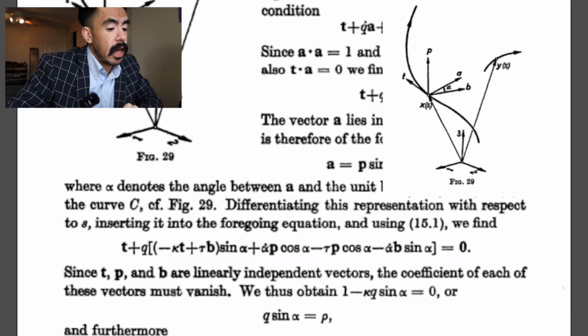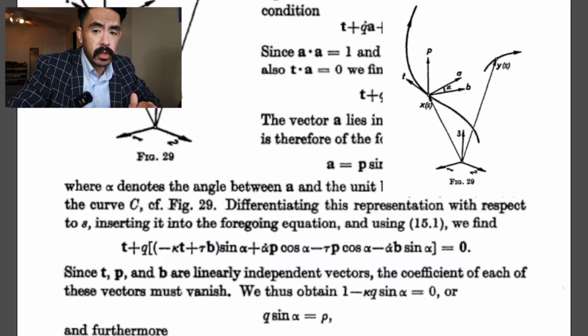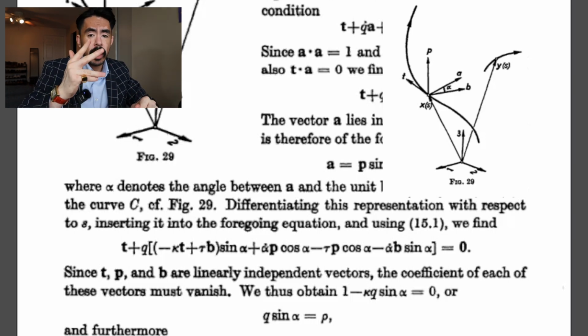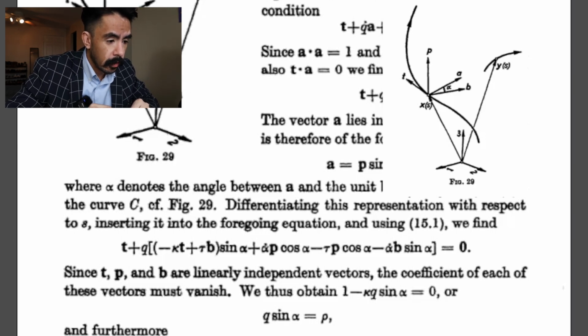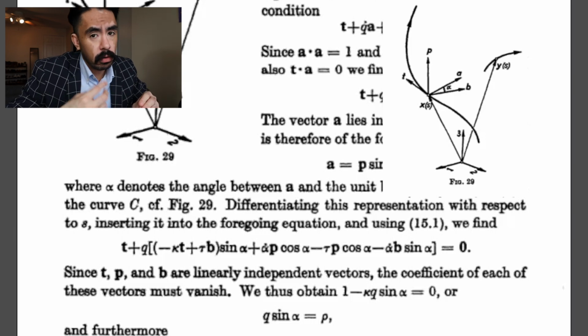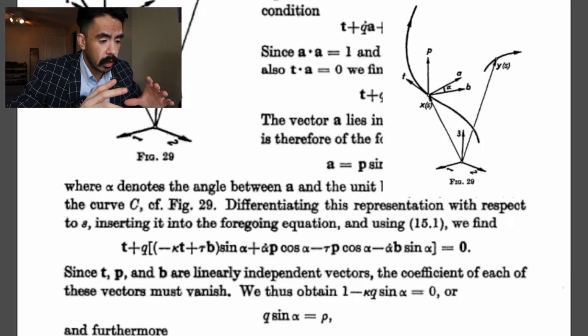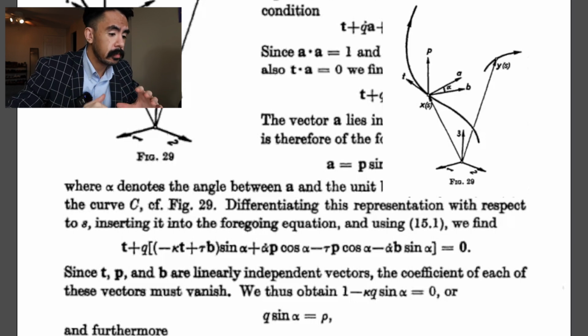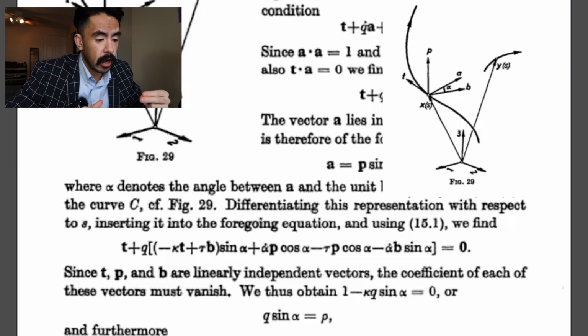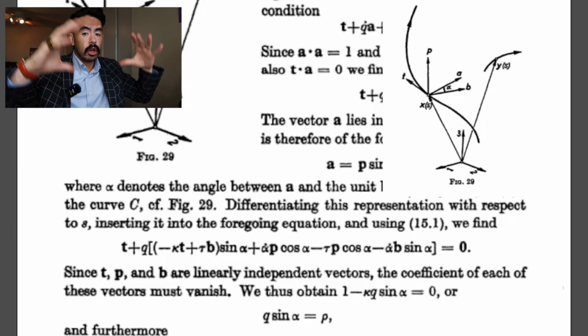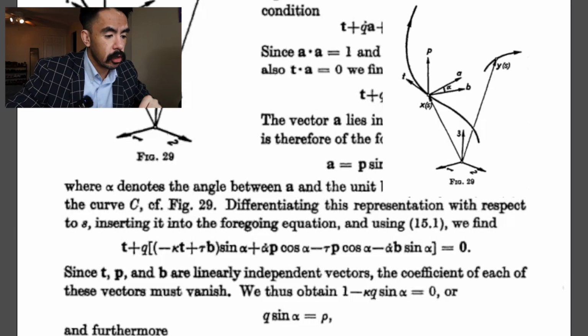Differentiating this representation with respect to s, inserting it into the foregoing equation, and using the formulae of Frenet (15.1), we find that vector t plus q times a large outer quantity, which contains a smaller inner quantity given by negative kappa times vector t plus tau, representing torsion, times b, closed, the inner quantity times sine of alpha plus alpha dot times vector p times cosine of alpha minus tau times vector p times cosine of alpha minus alpha dot times vector b times sine of alpha, close the entire larger outer quantity. This is equal to 0.